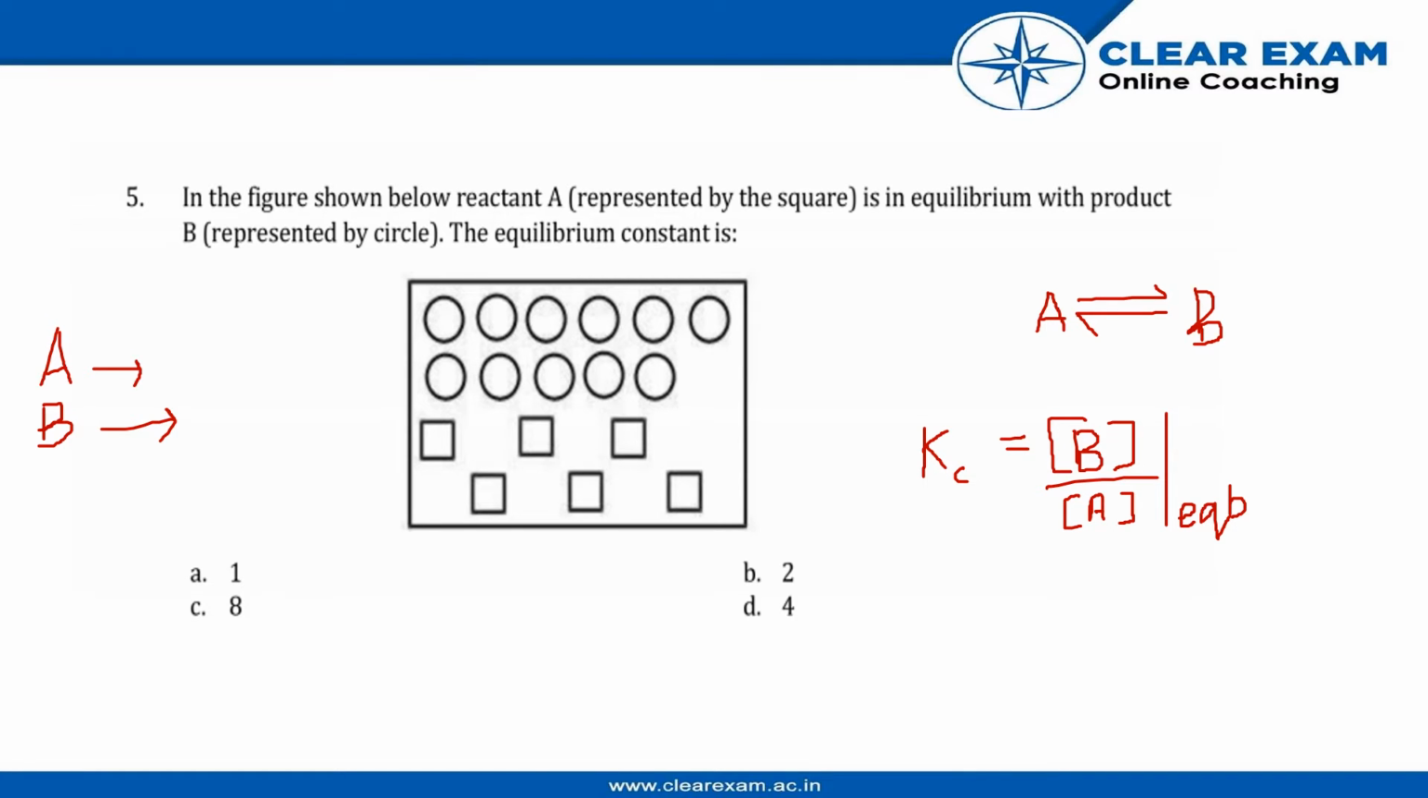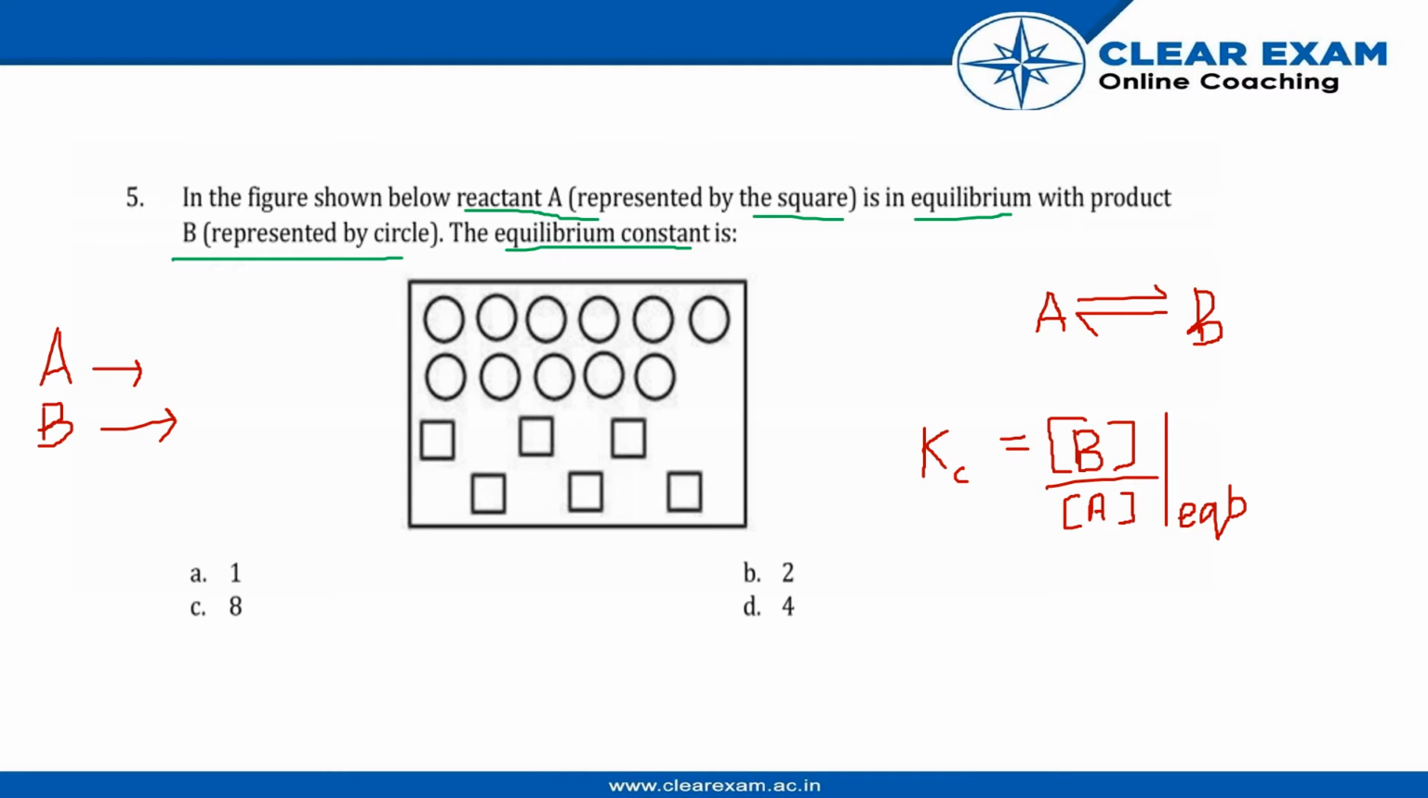Okay, so in the fifth question, we've been given that in the figure shown below, reactant A is represented by squares and it is in equilibrium with product B represented by circles. And we have to find the equilibrium constant. So let's first look at the figure.